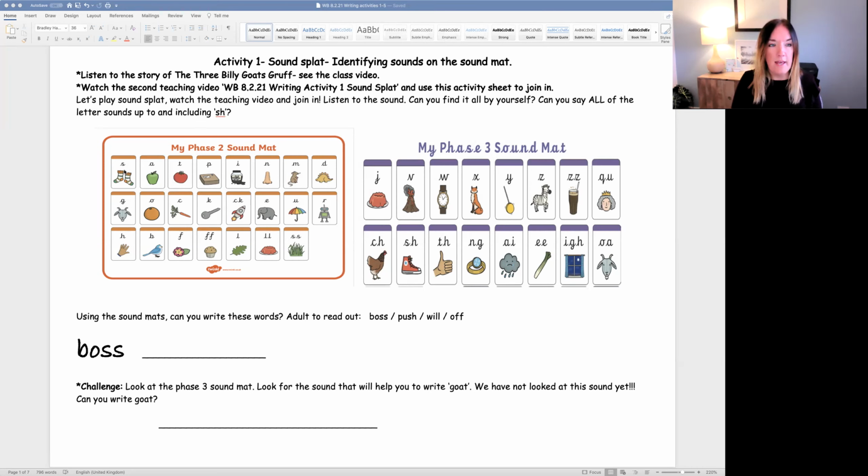So let's start over here with s, a, t, p, i, n, m, d. Hope you're joining in. Let's start the next line. G, o, c, k. Two letters making one sound. K, e, u, r, b, f.